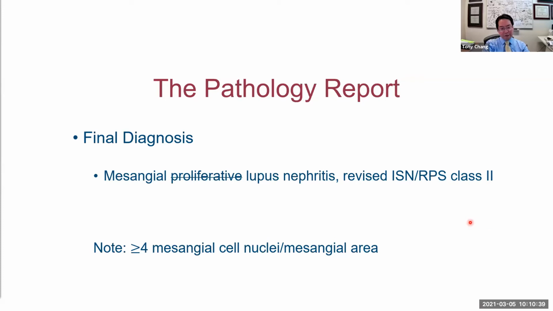So class 2 lupus nephritis, I think officially you could call it mesangial proliferative lupus nephritis, but I've really gotten rid of the term proliferative from my reports because, particularly when I'm talking with the clinician on the phone, sometimes the connection is not great. And when they hear proliferative, they're automatically thinking about class 3 or class 4 lupus nephritis. And really, I want to avoid any possibility of miscommunication. So I've really started to remove that from my final diagnoses.